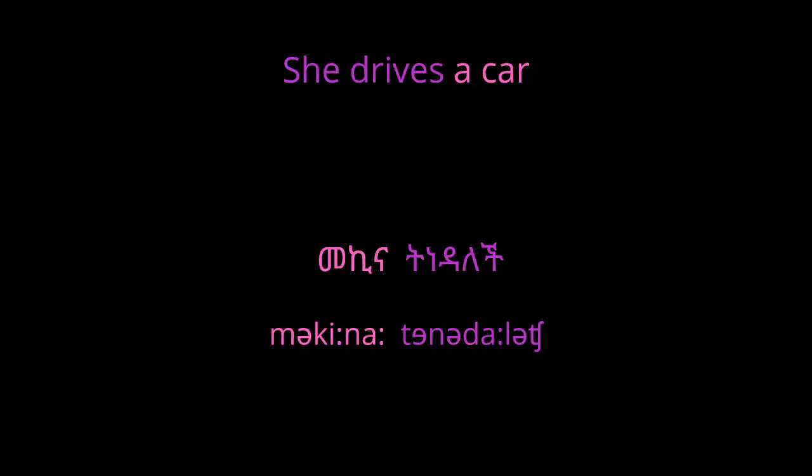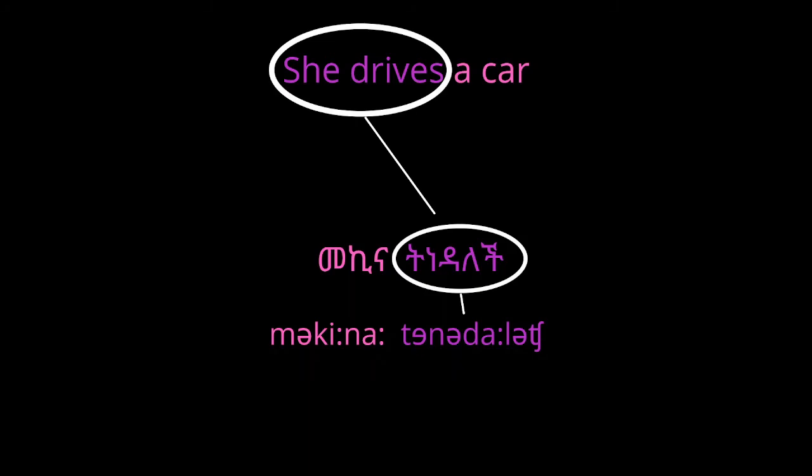It's very common in Amharic not to use a pronoun unless it's necessary. So let's see the same sentences without pronouns. She drives a car. መኪና ትነዳለች. ትነዳለች actually means she drives. Not drives, but she drives. Even without a pronoun, it means she drives. The subject she, እሷ, is implied in the verb.